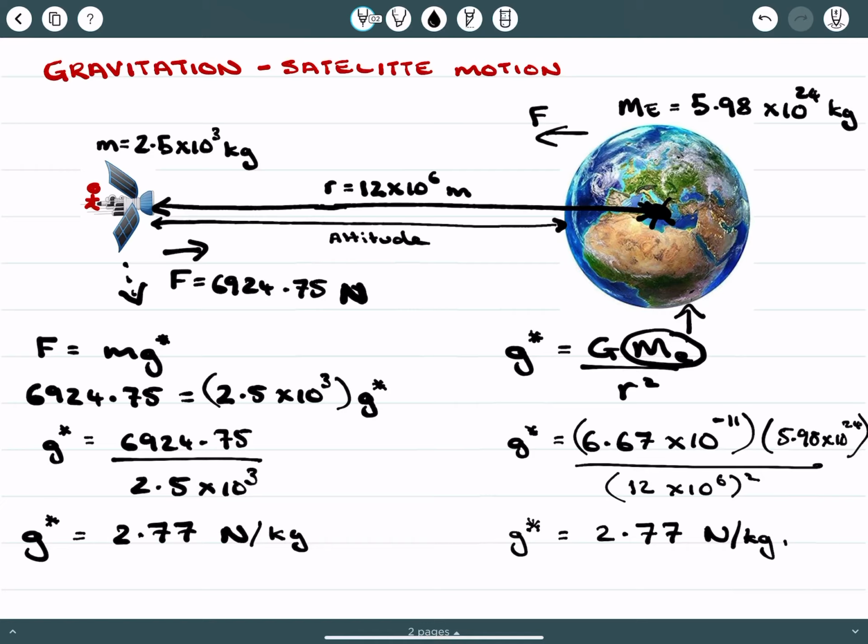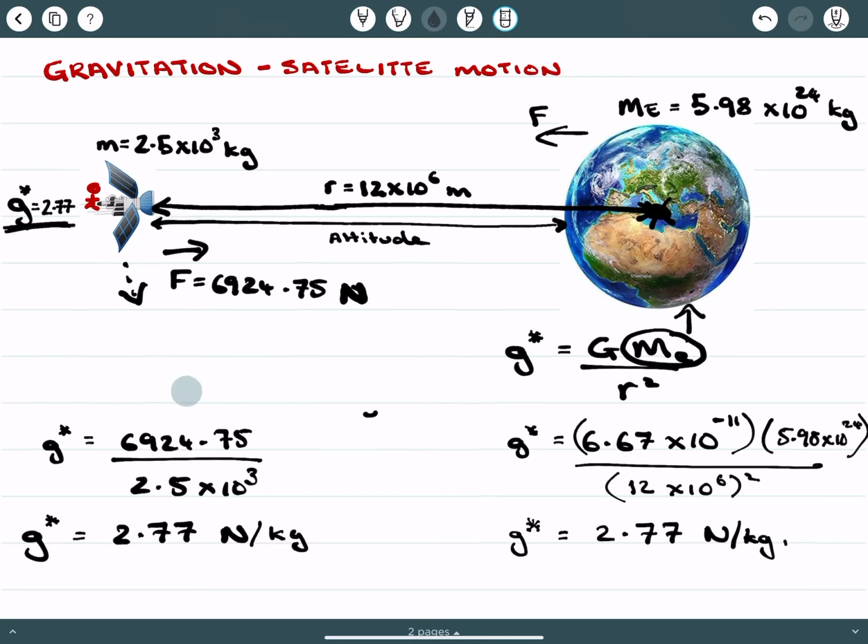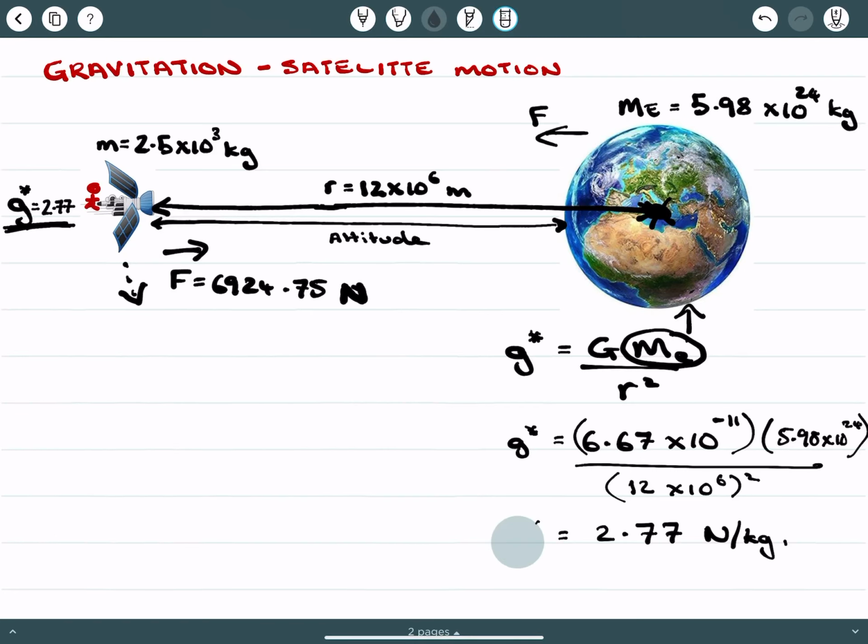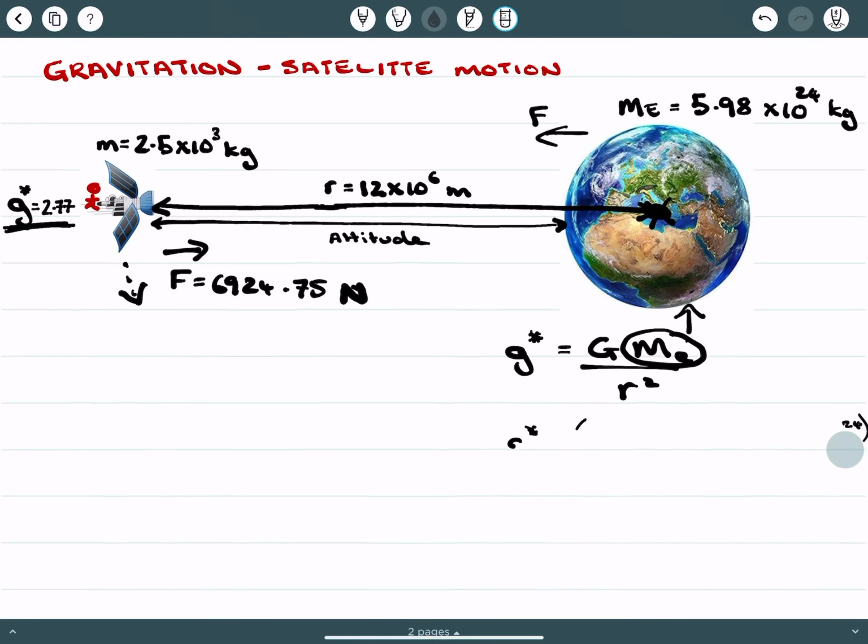Okay. So what we're going to say is that the gravity here being experienced is going to equal 2.77, and we just want to remember that value as we're going forward. Then the next step that we want to consider, so I'm just going to scrub this work out, is finding the velocity. Well, how fast is this satellite moving in its orbit?